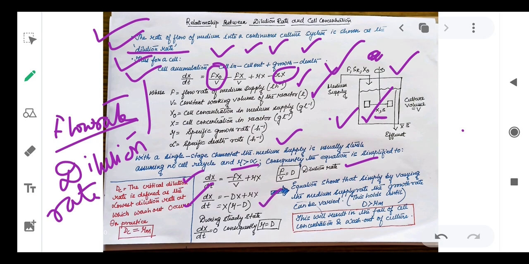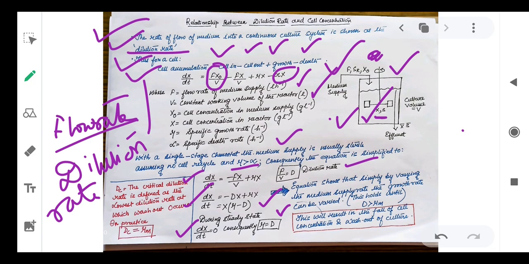So this is during the non-steady state, when the cell concentration is changing all the time. But what happens during the steady state? The rate of change of cell concentration is 0; it's constant. So when dx by dt is equal to 0, you substitute 0 and you see that mu is equal to D. That is, your growth rate becomes equal to your dilution rate. So the equation shows that simply by varying the medium supply rate, that is your flow rate, the growth rate can be varied.